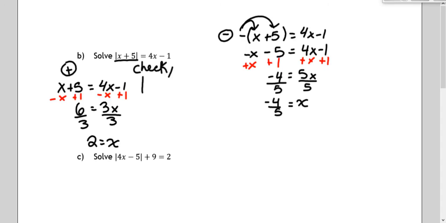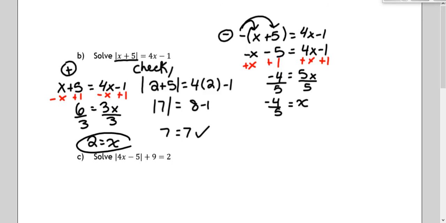So then the absolute value of 2 plus 5 is equal to 4 multiplied by 2 minus 1. So the absolute value of 7 is equal to 8 minus 1. 7 is equal to 7. This one works. Circle it. Okay, and then we do our check here.